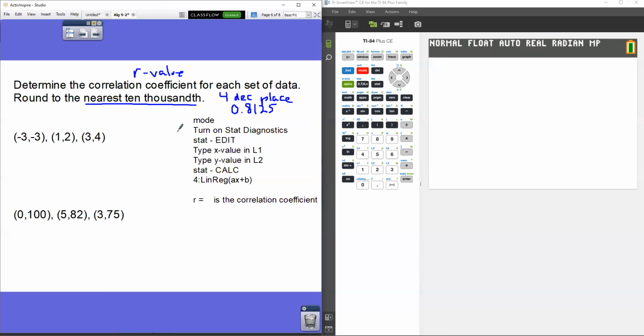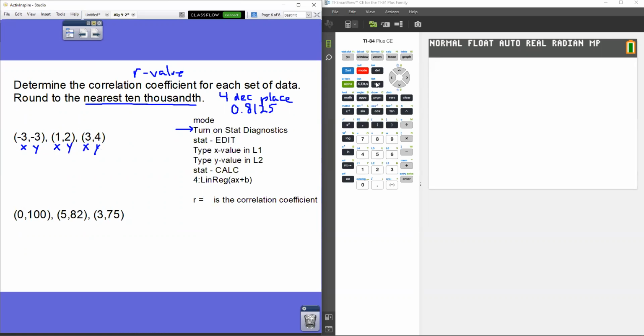So again, you have to make sure your stat diagnostics are turned on, because otherwise you're going to go through this process and you're not going to get an R value showing up on the screen. It will just be blank. You'll see your A, you'll see your B, but you won't see your R value. So again, what you're going to do is type these numbers into stat and edit. Remember that all points are written X, comma, Y.